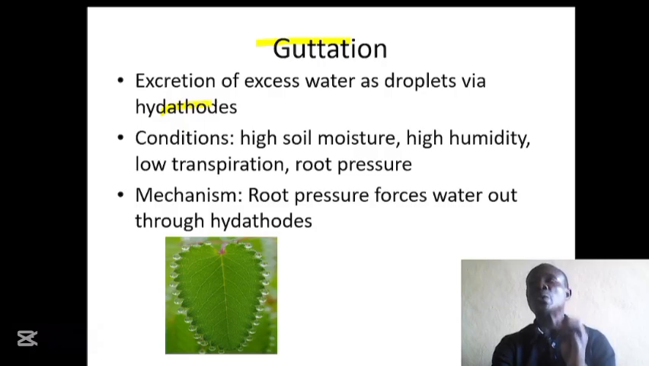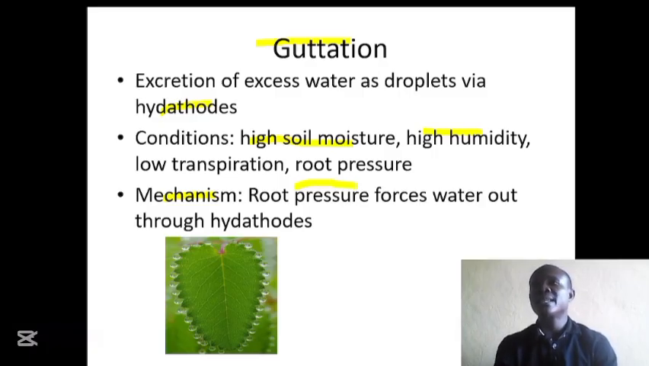In fact, guttation will only occur when transpiration fails to take out the excess water from the plant. Therefore, the conditions that cause guttation are high soil moisture, high humidity, low transpiration, and root pressure. And lastly, what we are to talk about under guttation is the mechanism of guttation, how it occurs. So it is caused by the root pressure, which forces water out through the hydathodes.